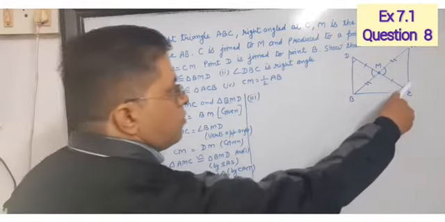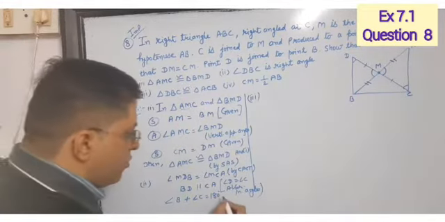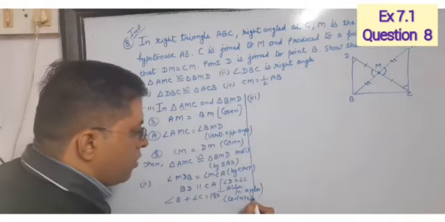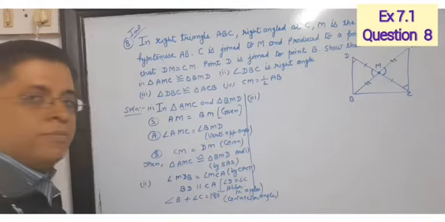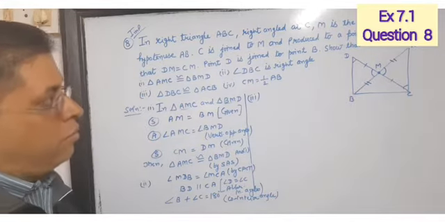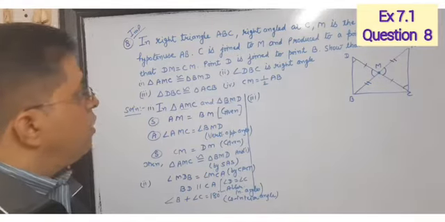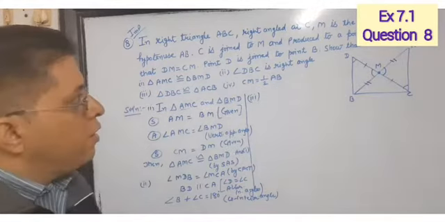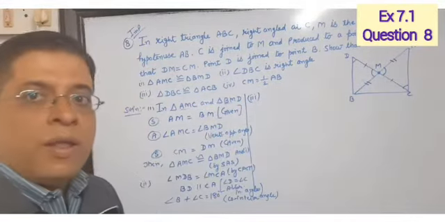This is the sum of co-interior angles. Okay, now then, what you have to show? You have to show that triangle DBC is a right triangle. Angle DBC should be a right angle.